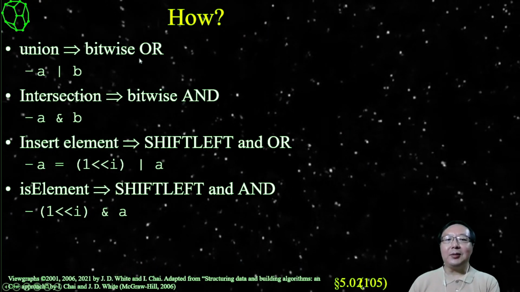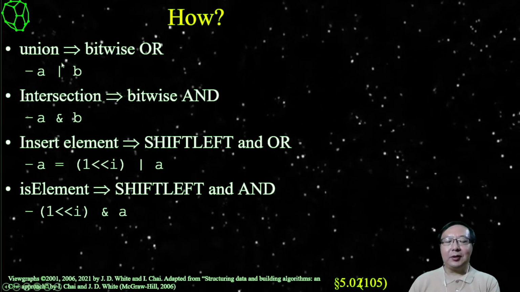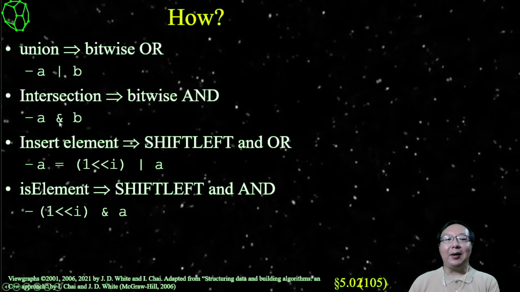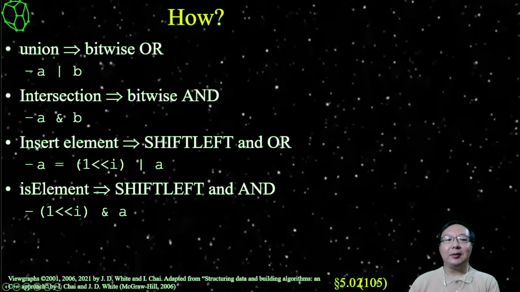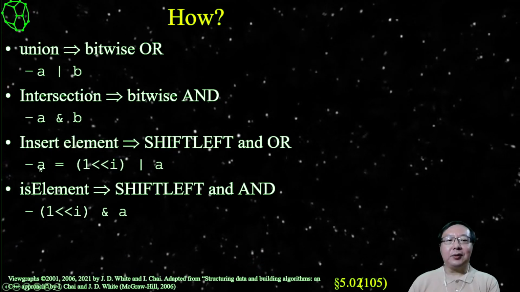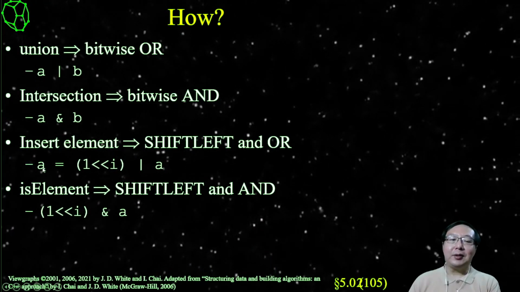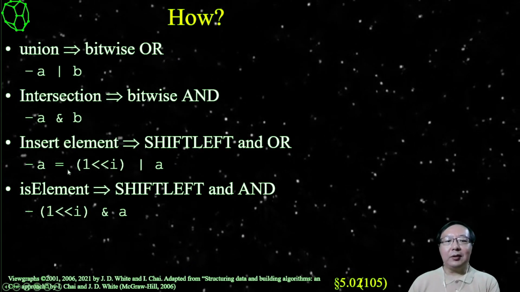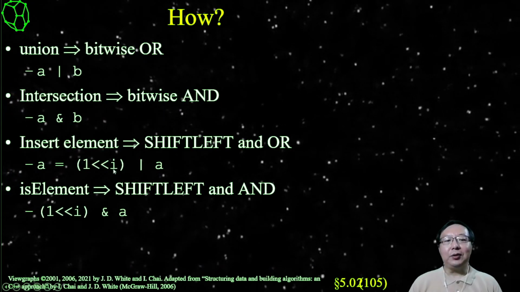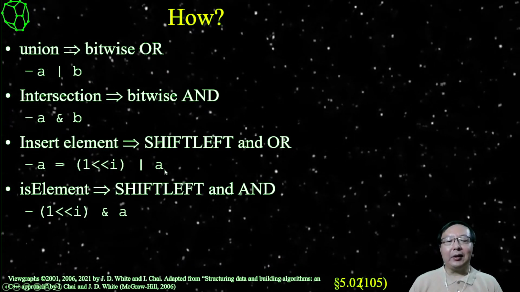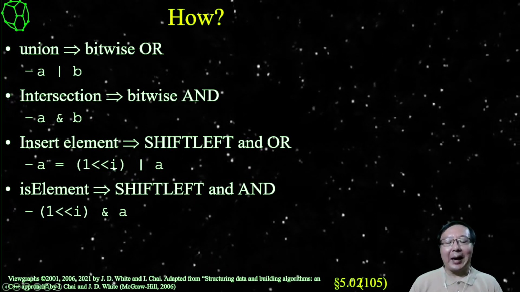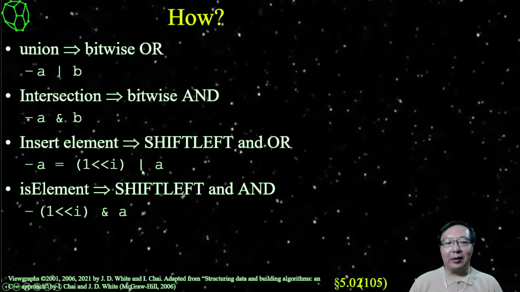So union is bitwise OR, which in C++ is the single OR bar. Intersection is bitwise AND, which in C++ is the ampersand. And insert element is shift left and OR. If you want to insert element I into the set A, then you shift left 1 by I, and then you OR it with A.